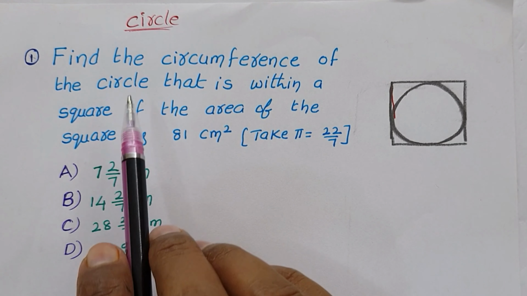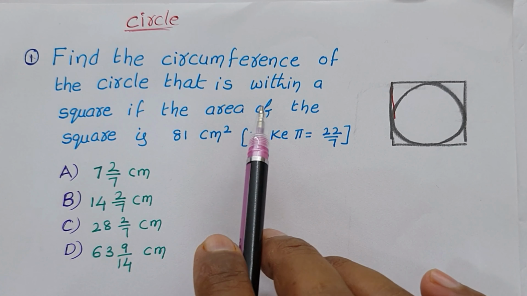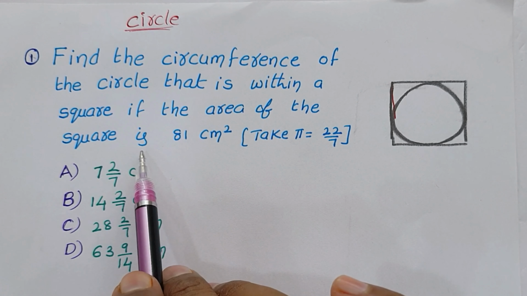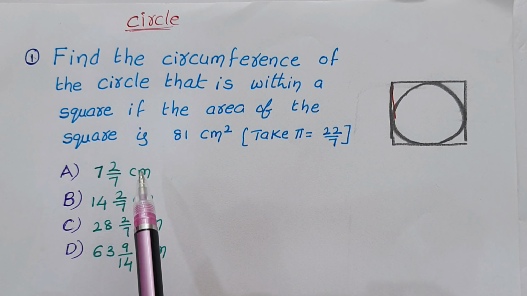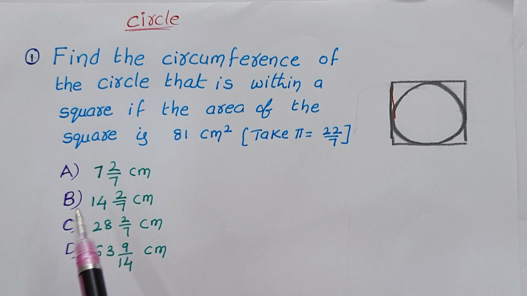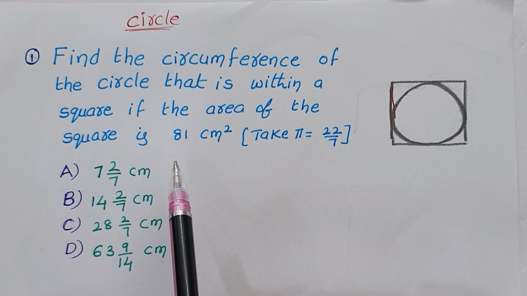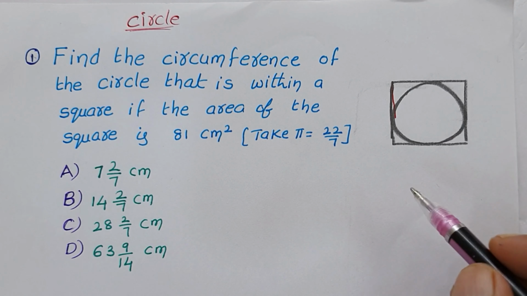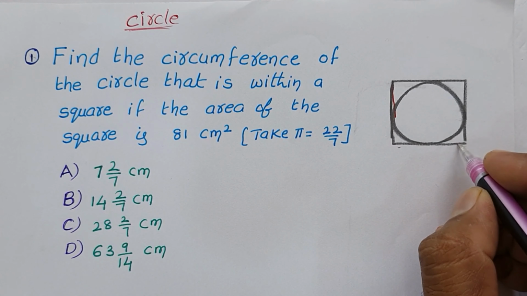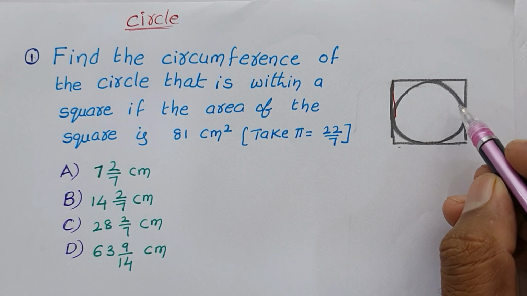Observe the question. Find the circumference of the circle that is within a square, if the area of the square is 81 centimeters square. Find the circumference of the circle. Within the square, the area of the square is given, 81 centimeters square. Here, one is the square shape, and another one is the inner circle.